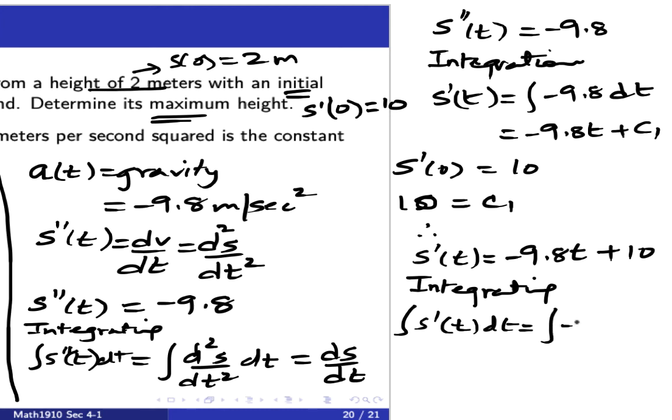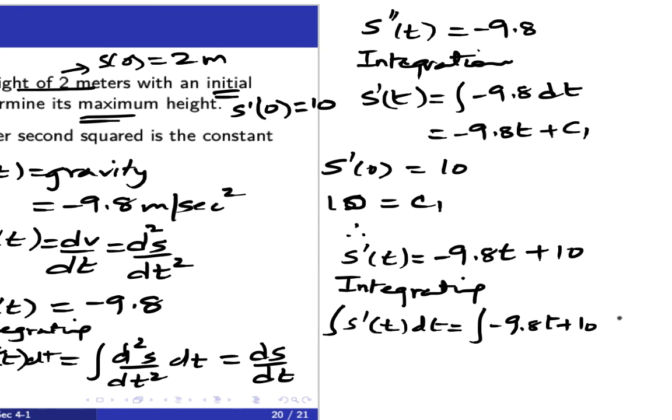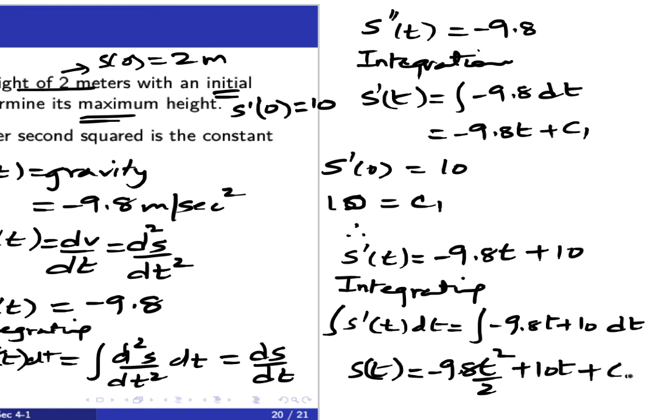Which is the integral of minus 9.8 t plus 10 dt. Now the integral and the differential cancel out. What we are left with is simply s of t, which is minus 9.8 t squared over 2 plus 10t plus c2. Now remember, we've got to solve for c2. What are we given? We're given that s of 0 is 2. So plugging it in here, what do we get?